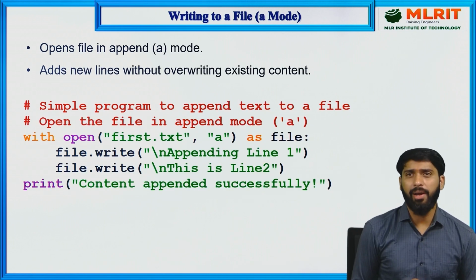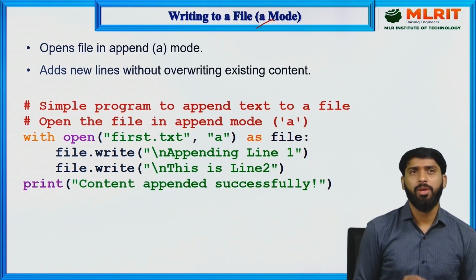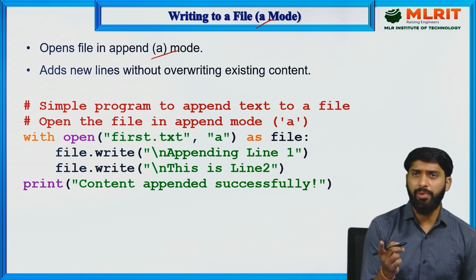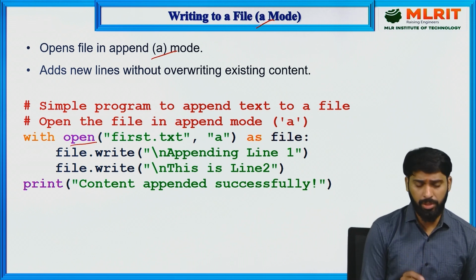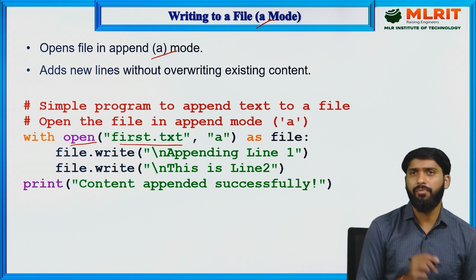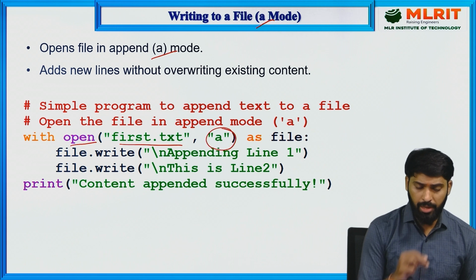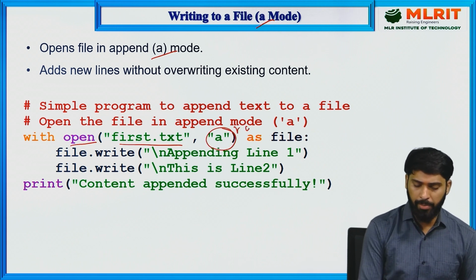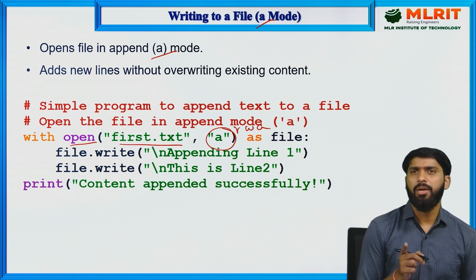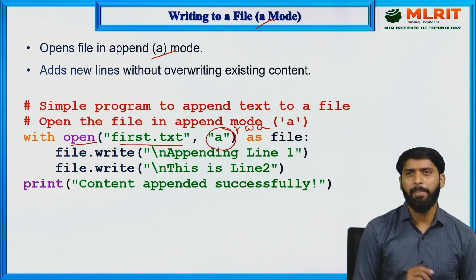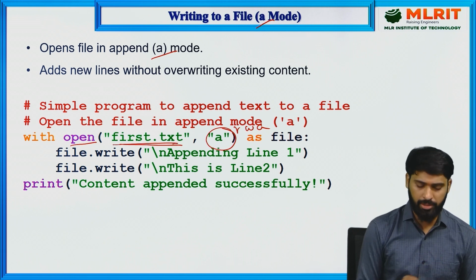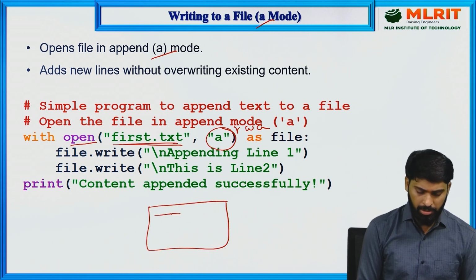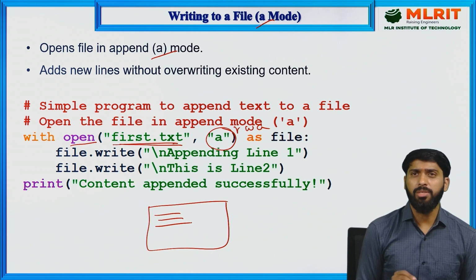So, writing to a file in append mode. Open file in append mode. How to open a file? Use the open function. In that open function you mention the file name and you mention the mode here: either R, W, A. R means reading, W means writing, A means append. Here I want to append, so I open first.txt. Already first.txt has 3 lines: hi students, welcome to MLR IT, and how are you?